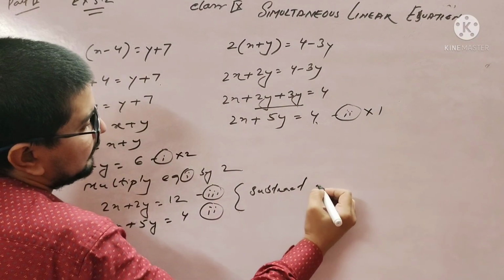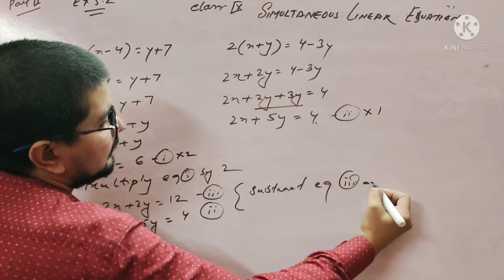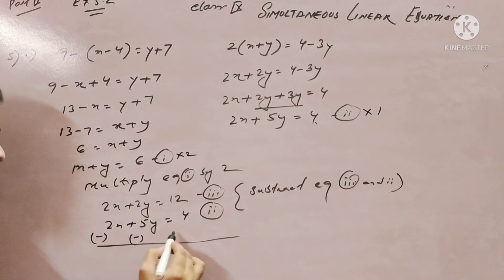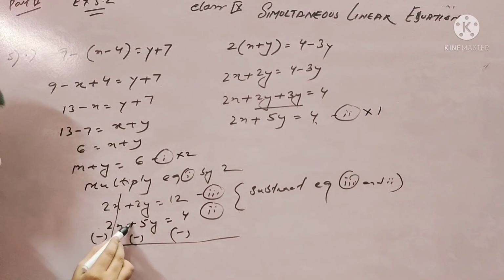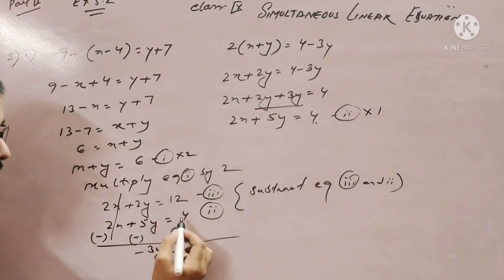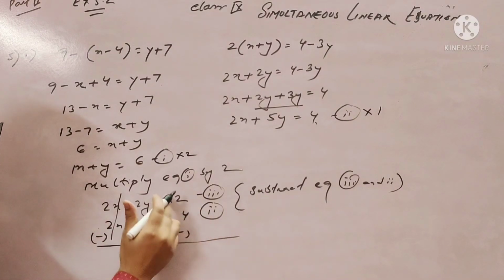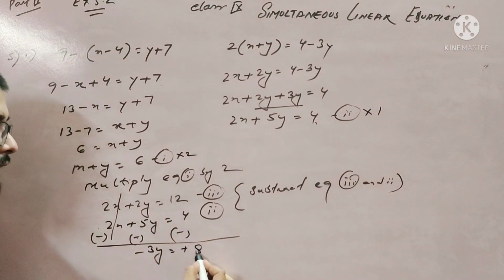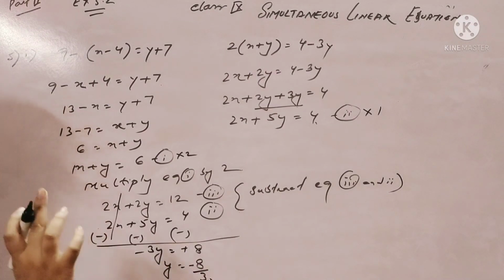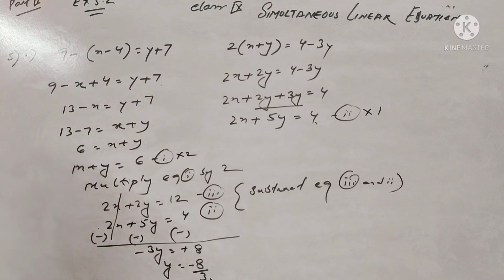Subtract equation 3 and equation 2. Know that during the subtraction the sign gets changed, plus sign minus, plus sign minus, plus sign minus. So plus minus minus gives the sign of the bigger value, and 5 minus 2, that is 3y. Plus minus minus, the bigger value is 12, so the 12 sign is positive, that is positive 8. So the value of y is 8 upon 3, and minus sign also. Minus 3y, so the value of y is minus 8 by 3. The answer is coming as a fraction.